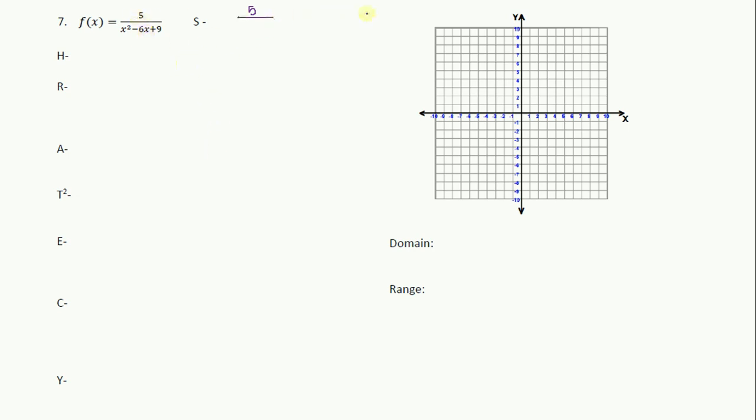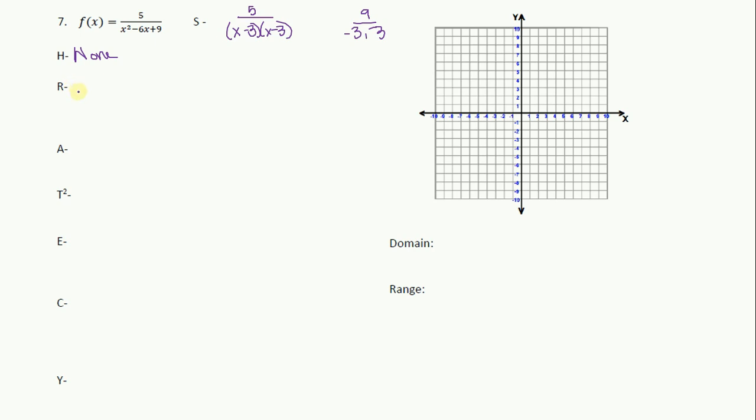Two numbers multiply to give me 9, but add together to give me negative 6. Multiply to give me 9: 9 and 1. Oh, negative 3 and negative 3. That will give me a negative 6. So that means x minus 3 would be my denominators. No holes. Nobody crosses off.